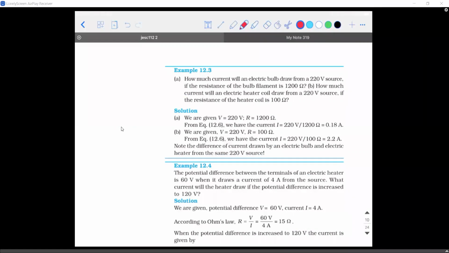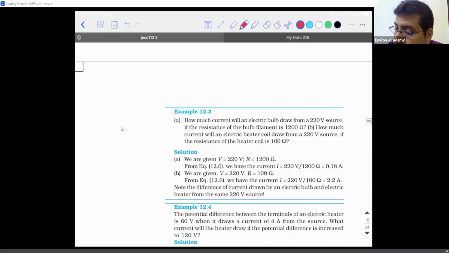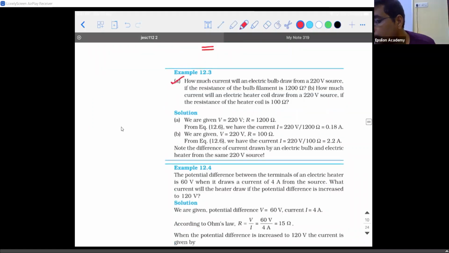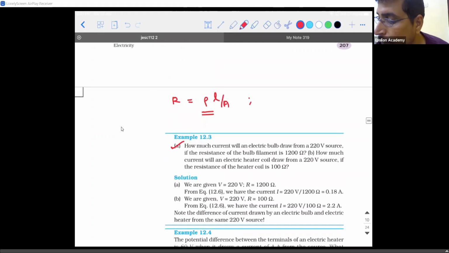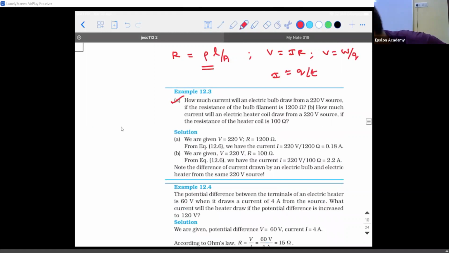Okay. So concentrate. The only formula you're supposed to know is R equals rho times L divided by A. So till now, what are all the formulae we saw? V equals IR, V equals W by Q, and I equals Q by T. These are the four formulae that we have. Only four. Now, how much current will an electric bulb draw from a 220 volt source?